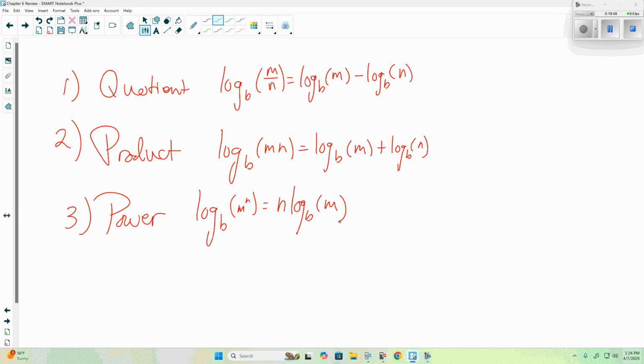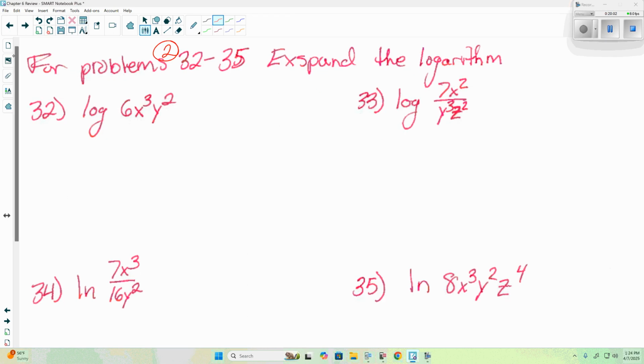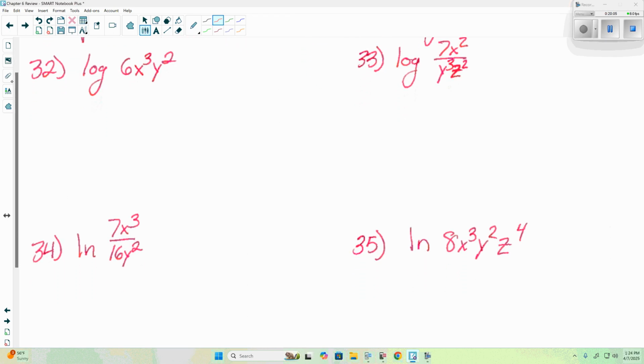Because when we get finished with expanding, what's inside each of the logs should be a single term, single number, single variable, single number, with no exponents. So, log of 6x cubed y squared. Quotients first. Do we have anything being divided inside that logarithm? No. So that means there is no quotient step we have to do. We can move straight to product.